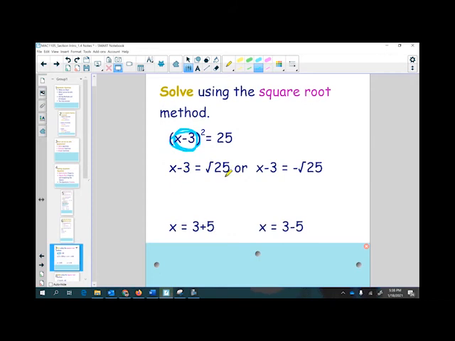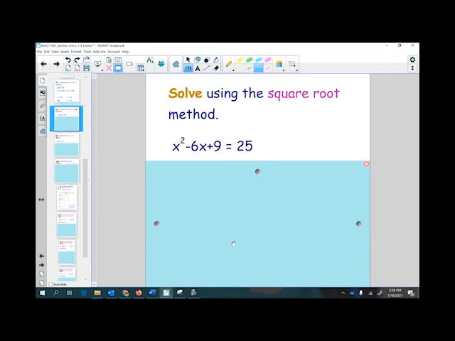If you add 3 to both sides, you're going to get x is equal to 3 plus 5, or x is equal to 3 minus 5. And so you get your two possible solutions, either x equals 8 or x equals negative 2, and just plug each one in individually and make sure they satisfy the equation.